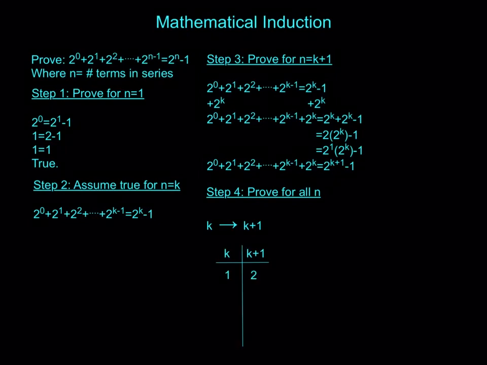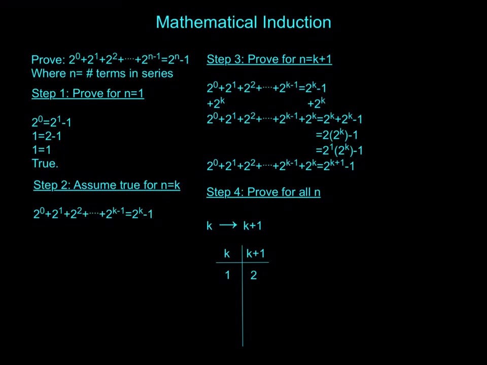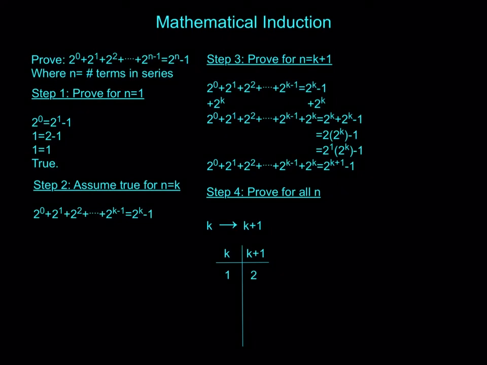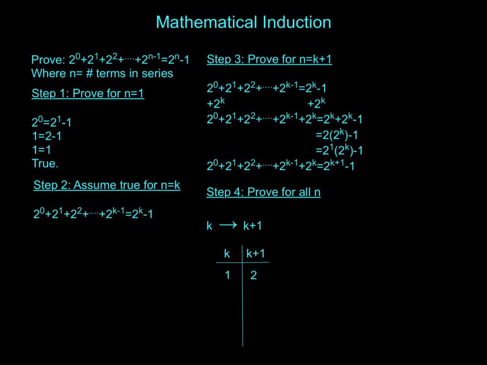So now we know that there's a relationship between k and k plus 1, so we can set up a chart. And in the first step, we prove that it's true for 1. So we're going to put k equals 1. And we know that that works because we already showed that. And then if it works for 1, then it has to work for 1 plus 1, which is 2.